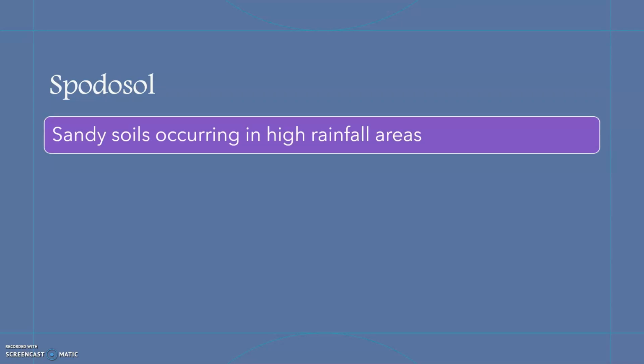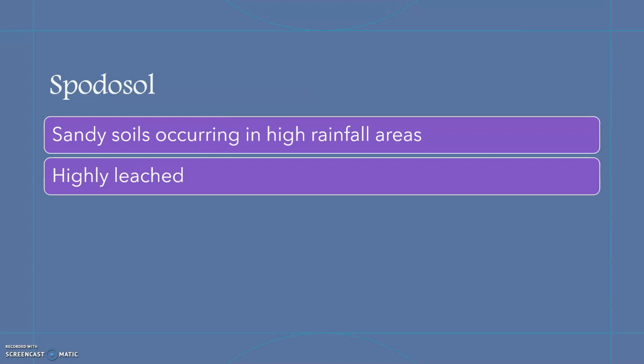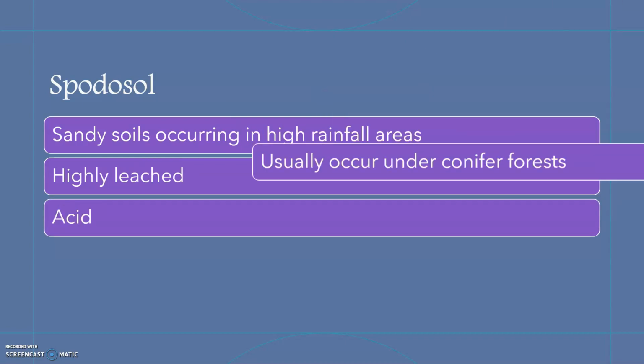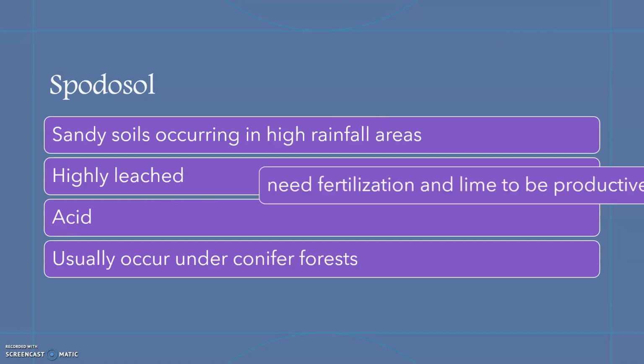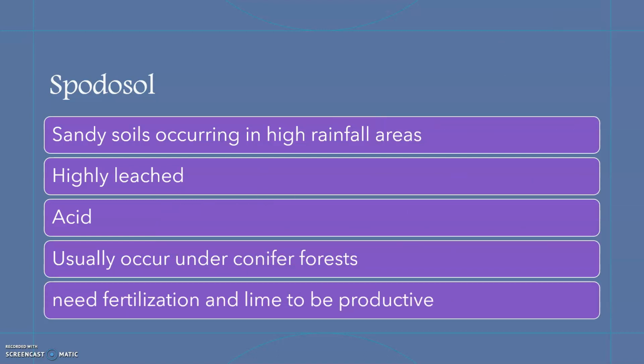Next is spodosol. Spodosols are sandy soils occurring in high rainfall areas. They are highly leached and very acidic. They usually occur under conifer forest. Spodosols need fertilization and lime to be productive.